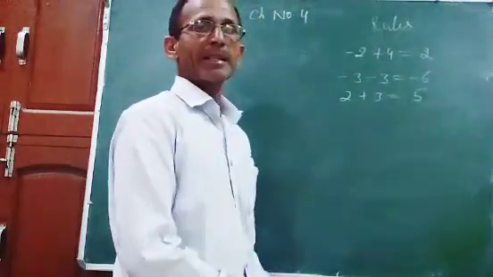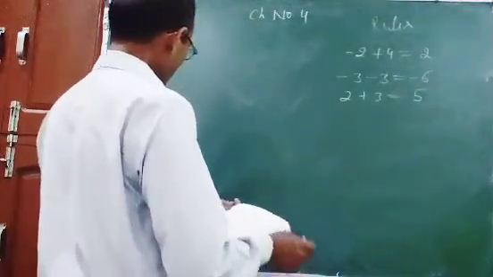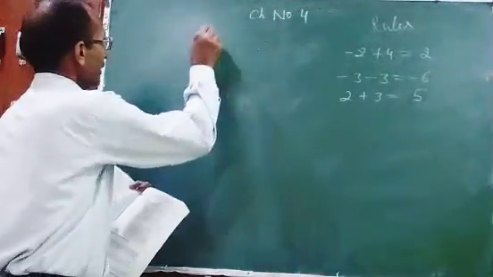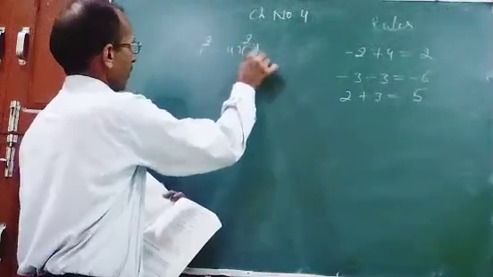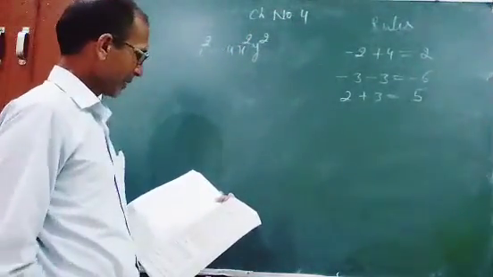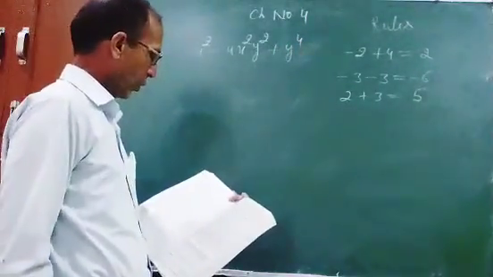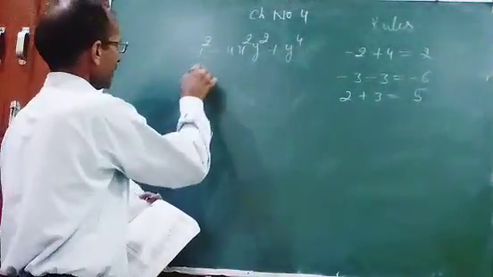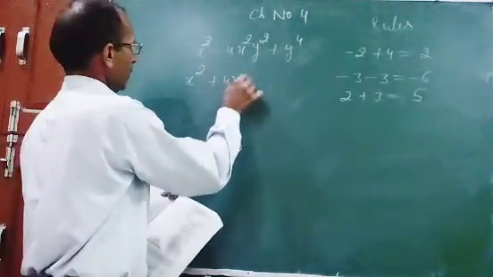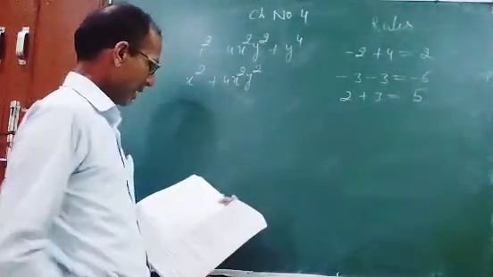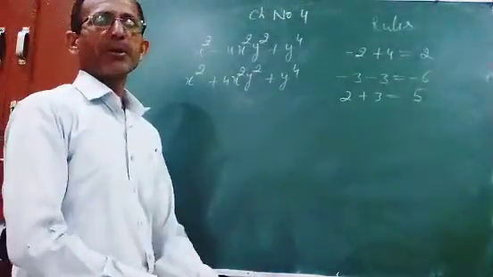Now exercise 3.4, question 4, sorry. We have to find the sum of x square minus 4x square y square plus y raised to the power 4, and y raised to the power 4 minus x square plus 4x square y square. So we have to add them.